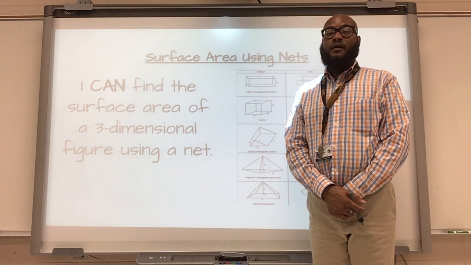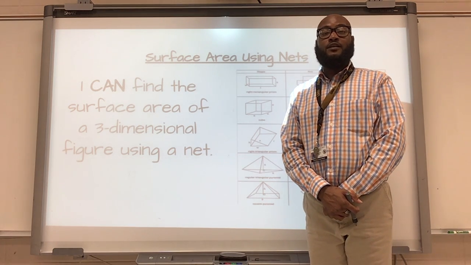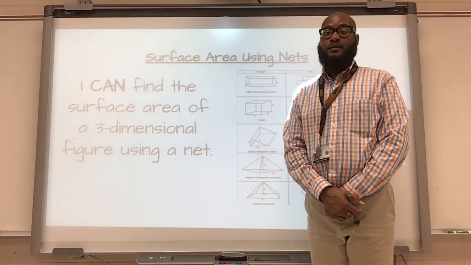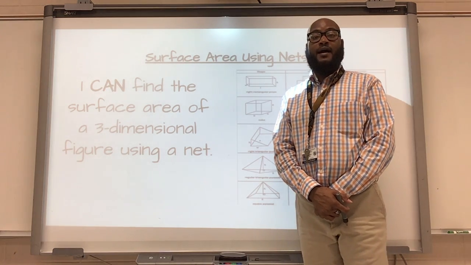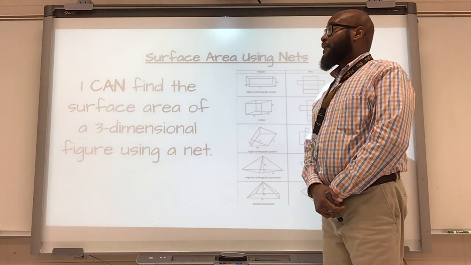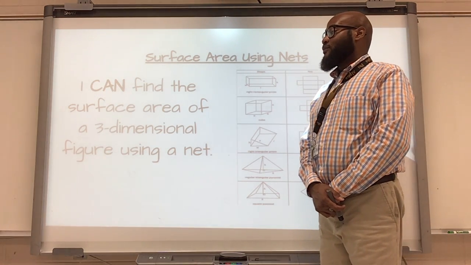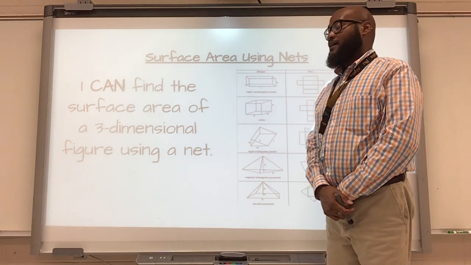Hello. Today we're going to be talking about finding the surface area using nets. So let's get started with our I can statement. I can find the surface area of a three-dimensional figure using a net.